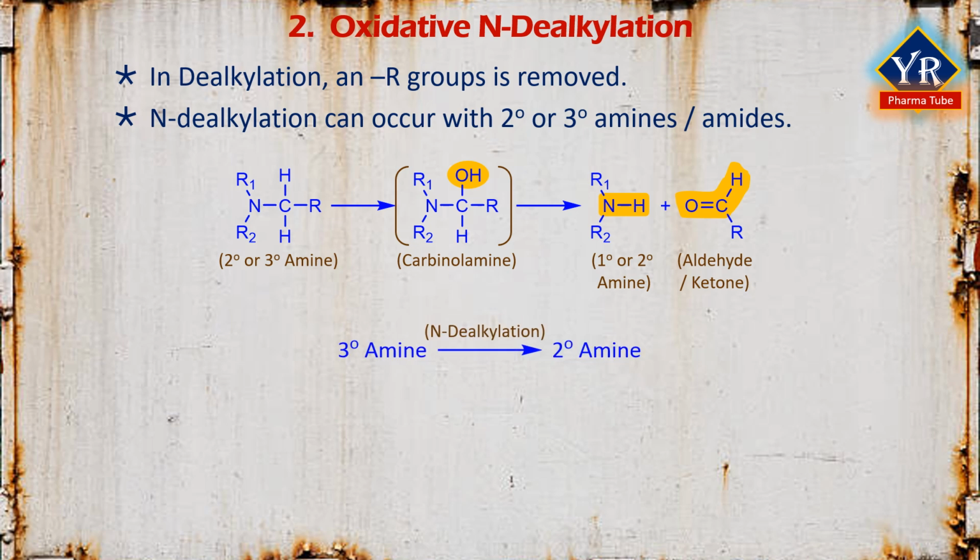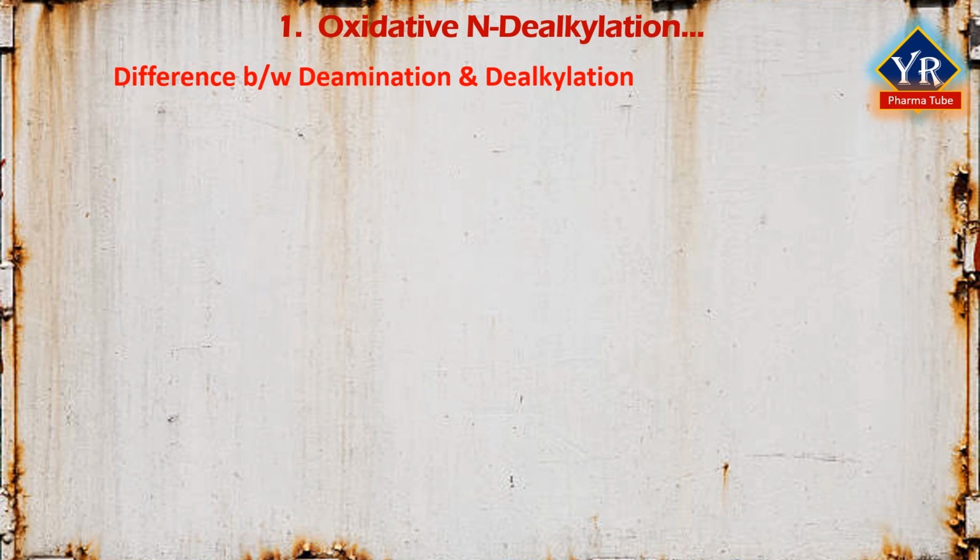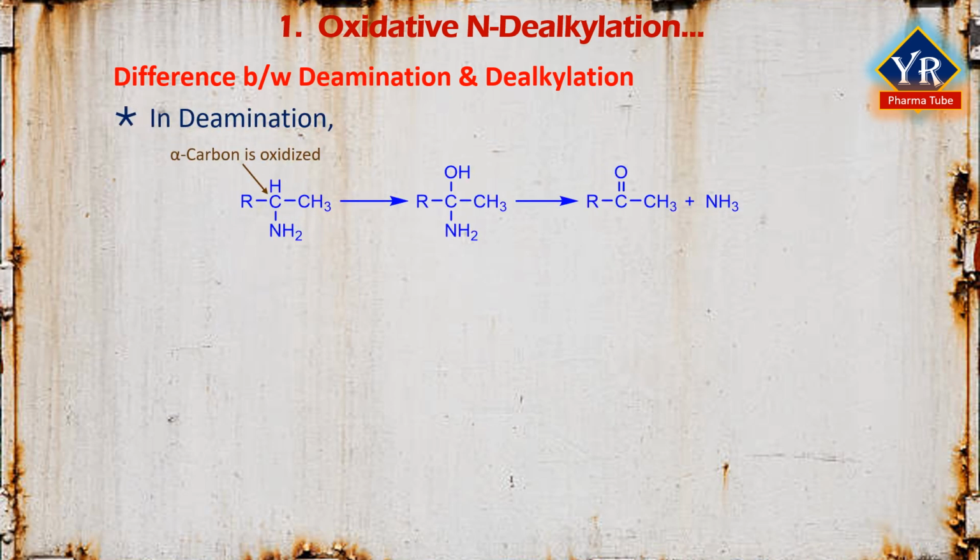N-dealkylation of tertiary amines produces secondary amines and N-dealkylation of secondary amines produces primary amines. Although oxidative deamination and N-dealkylation are similar, there is a distinct difference between these two metabolic transformations. In oxidative deamination, a carbon atom is oxidized to an aldehyde or ketone and the nitrogen atom leaves as ammonia or a primary amine. As mentioned above, the metabolite no longer contains the nitrogen atom and is composed of the remainder of the drug molecule.